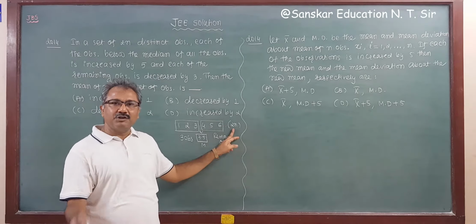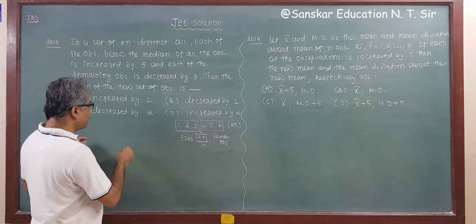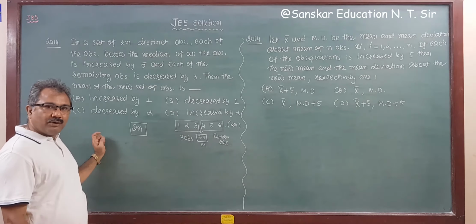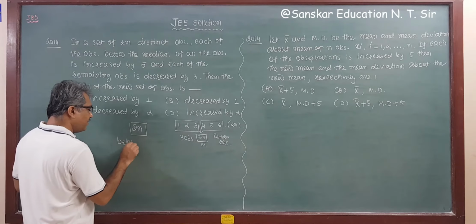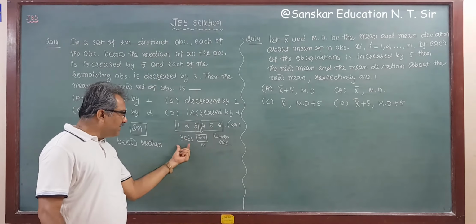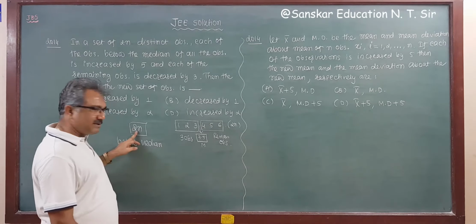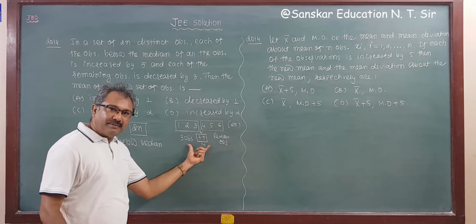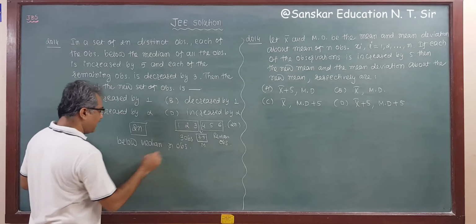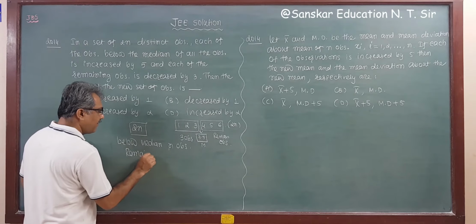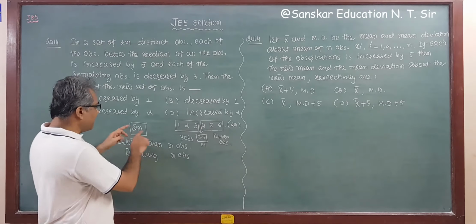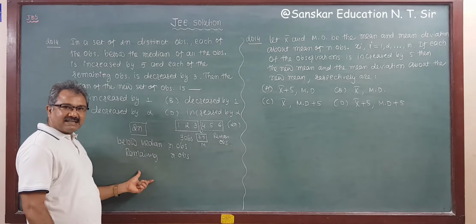We are given 2n distinct observations. If 6 observations are given, then 3 are below the median and 3 are remaining. So for 2n observations, half of them, that is n observations, are below the median, and the remaining n observations are above it.